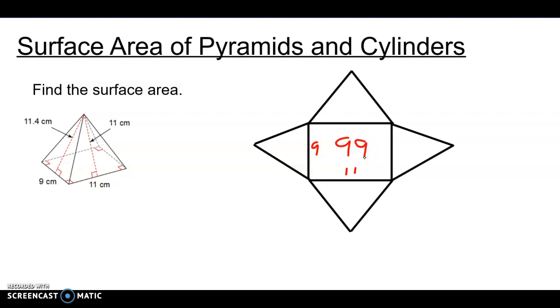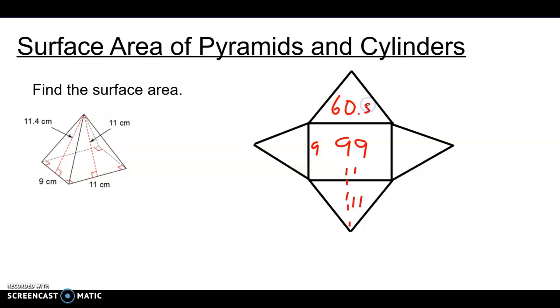Then we have 2 different types of triangles here. We have the triangle that has a base of 11, and if you look at the picture, it looks like the front right face, and it also has the altitude given as 11. To find the area of that triangle, we use the area of a triangle formula, base times height divided by 2. So we do 11 times 11 and divide by 2, and that gets us 60.5 square centimeters.